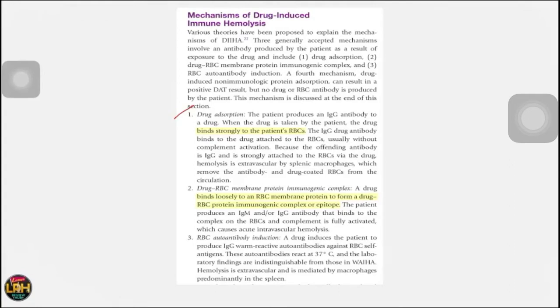And number three, RBC autoantibody induction. So a drug may induce the patient to produce immunoglobulin G warm reactive autoantibodies against the red blood cell self-antigens. So this is from Rodak.